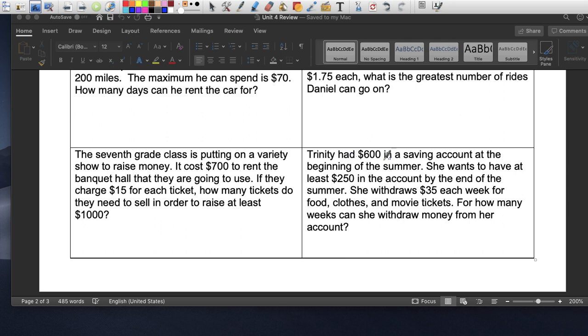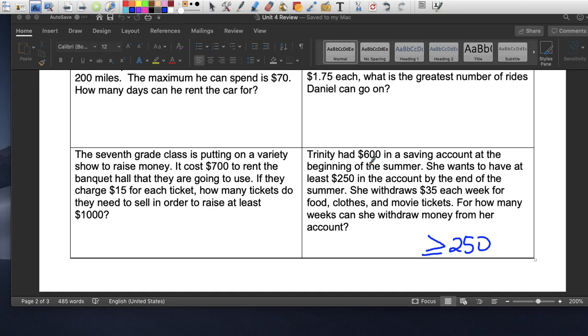And then Trinity had $600 in the savings account at the beginning of summer. She wants to have at least $250 in the account by the end of the summer. So it means she doesn't want to spend everything, but she does have to eat and have a little fun. So she spends $35 each week. How many weeks can she go and spend $35 per week so that she at least has $250 left over? In her bank account at the end of summer, she would like to see $250 or more.